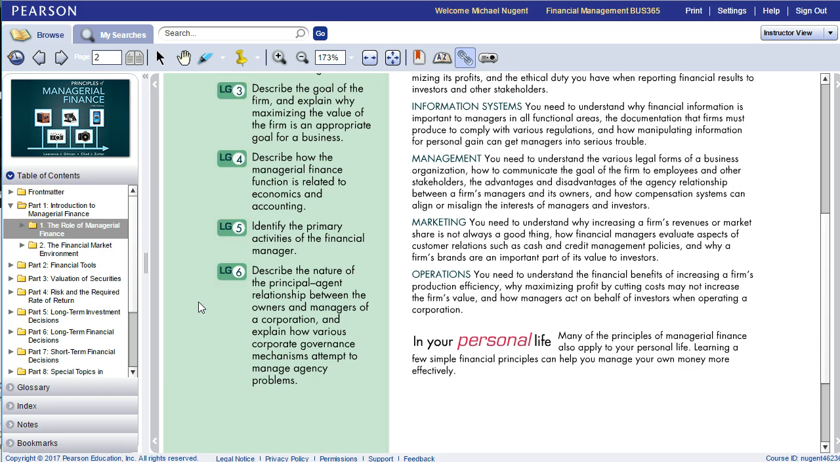And then lastly in the first chapter, they describe the nature of the principal agent relationship between the owners and the managers of a corporation. So it explains that financial managers are agents who are basically acting in the best interest of the owners of a corporation. And corporate governance is the mechanisms to make sure that managers stay on target with these goals of representing the ownership of the corporation and not representing themselves or doing what's in their own best interest, but what's in the best interest of the company, in solving problems that will lead to maximizing the wealth of a company.